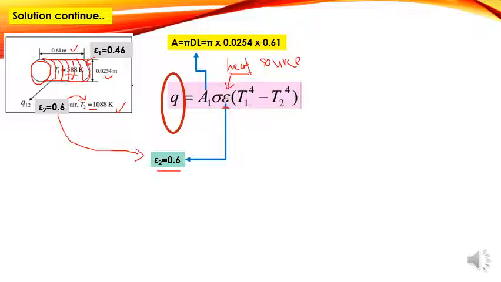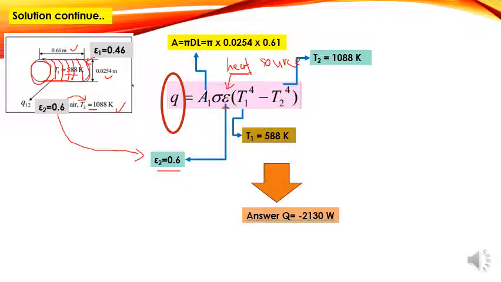Okay, and next one is T1. Of course, T1 in this case is the small object at 588, and T2 is actually the temperature of the surrounding. There we go. At the end, we got Q as 2130 watt, negative 2130. So you might have a question why the value is negative.